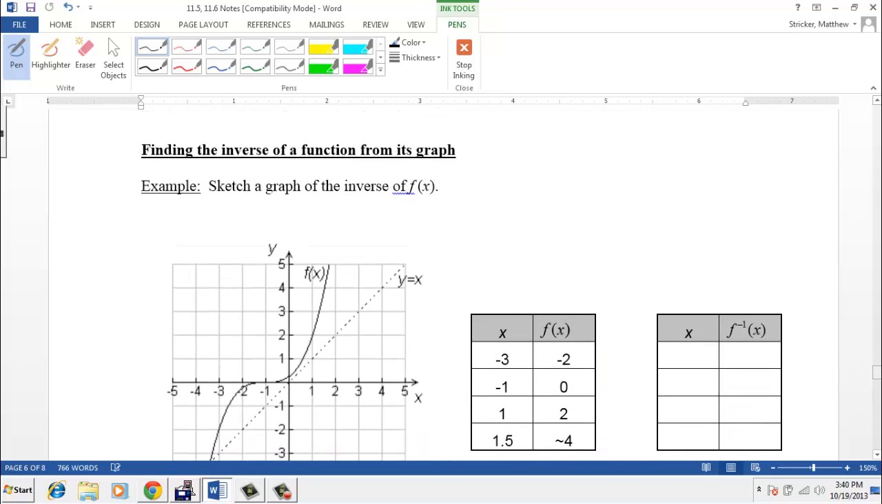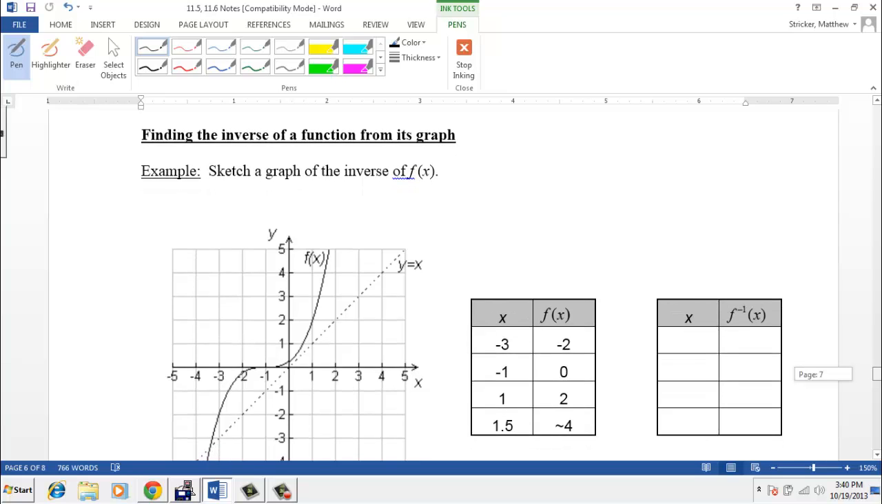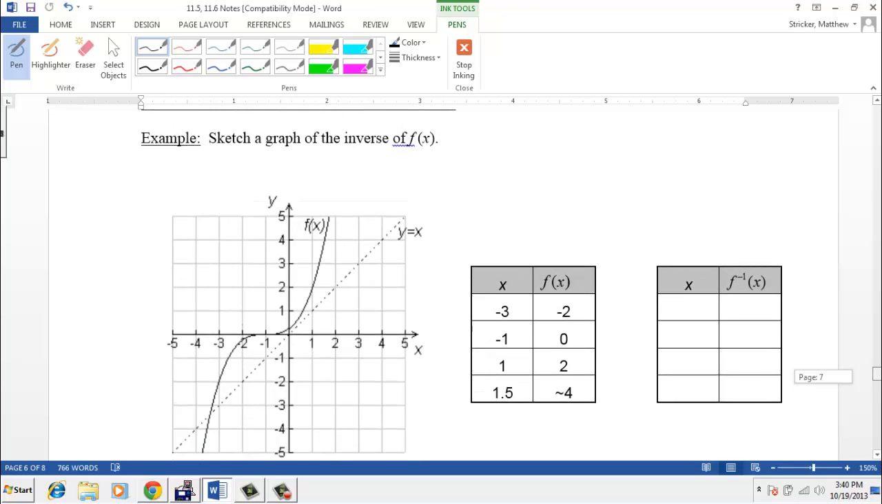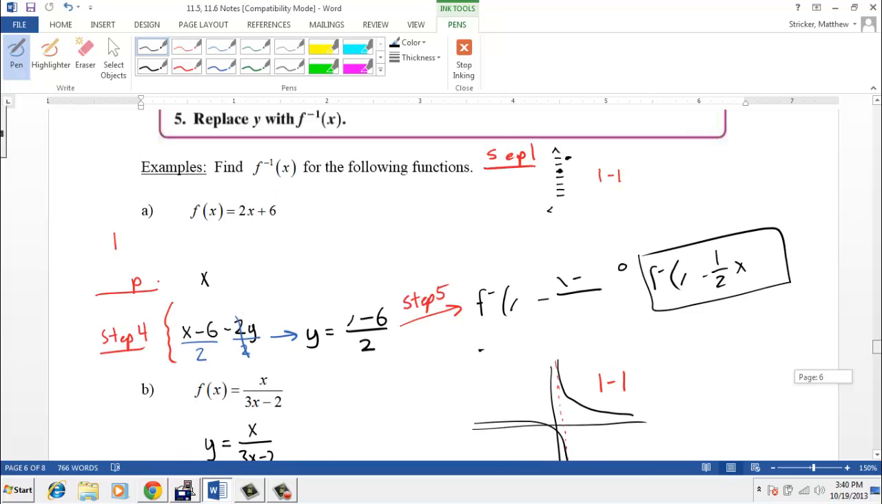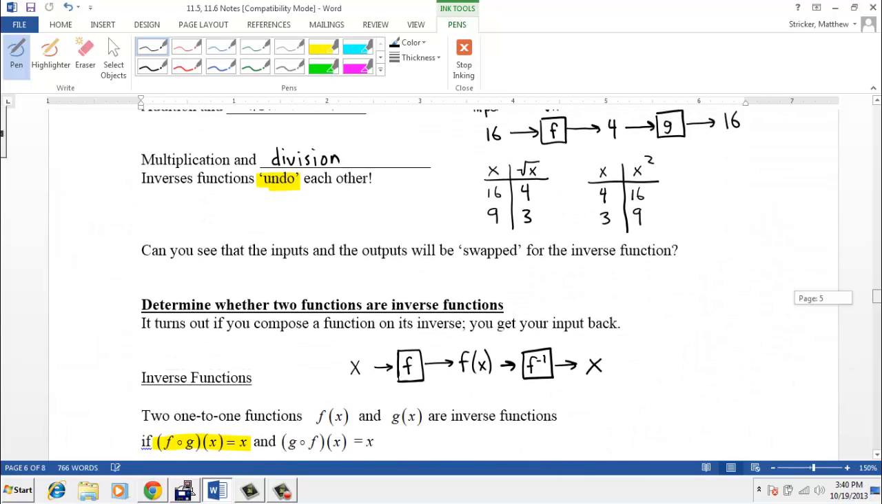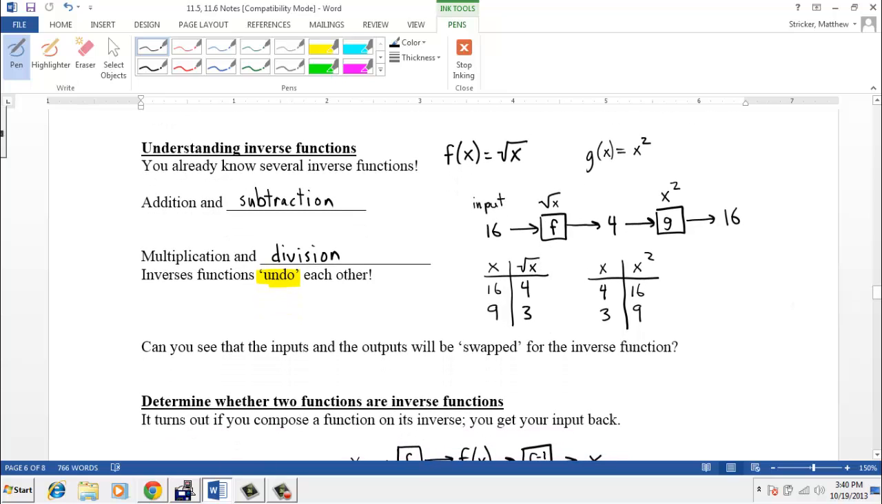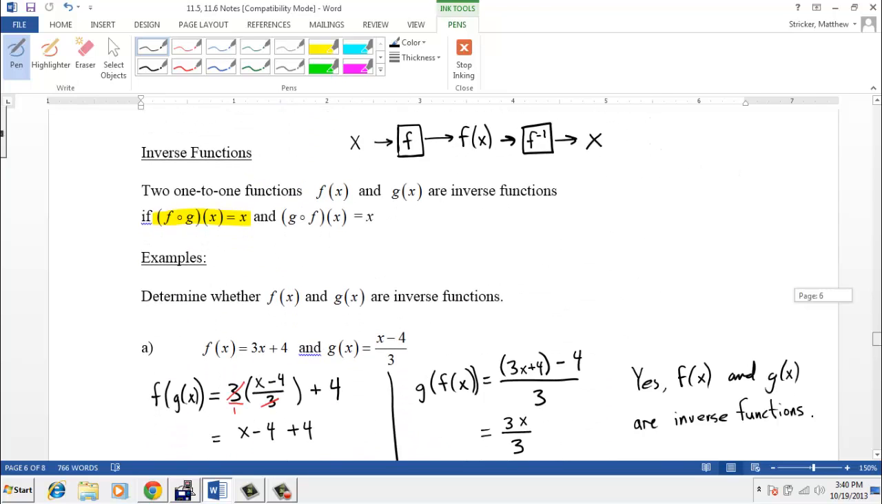And the last part of this section is how we graph inverse functions if we know the graph of the regular function. So here's a function f of x, and we want to sketch a graph of f inverse of x. And we're going to take advantage of the fact that we saw earlier in this video where the inputs and the outputs get swapped for inverse functions. Remember, we had the square root function, which turned 16 into 4 and 9 into 3. And we found that its inverse function turned the 4 back into 16 and the 3 into 9. That's the idea of inverse functions, because they undo each other.